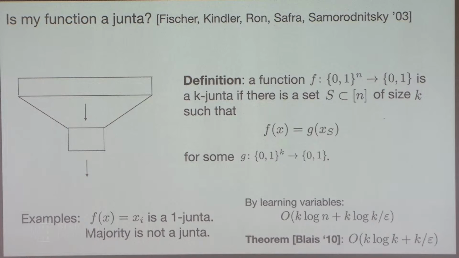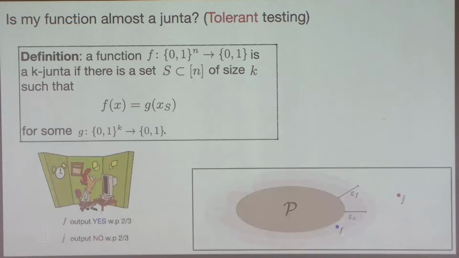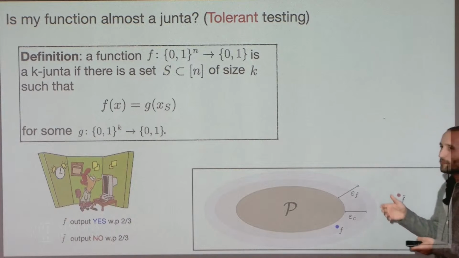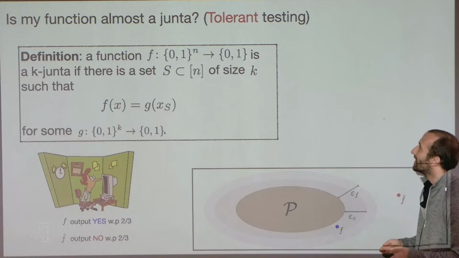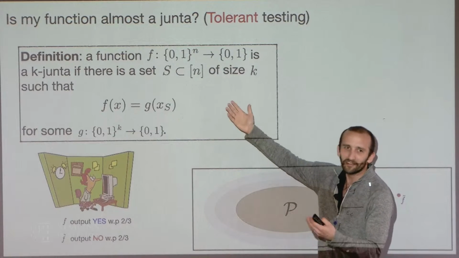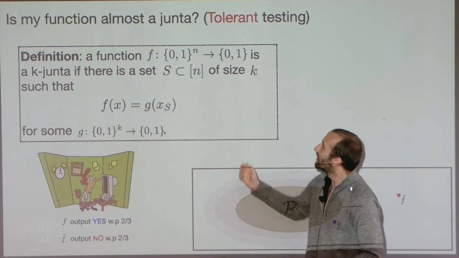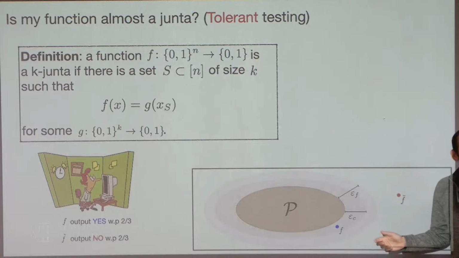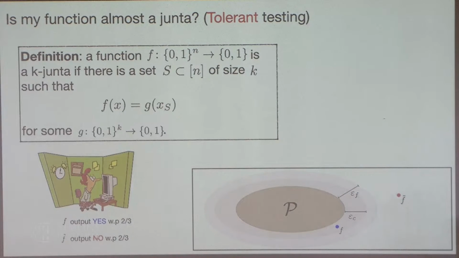Now, there's been a lot of work on junta testing, and I wanted to highlight some of the recent work. Also, Artur mentioned slightly related models of property testing, and in particular the tolerant testing of juntas. So I could have changed the question. This comes with a different picture, where I can ask, is my function almost a junta? It's the same definition as before, but now I require a stronger guarantee on my property testing algorithm.